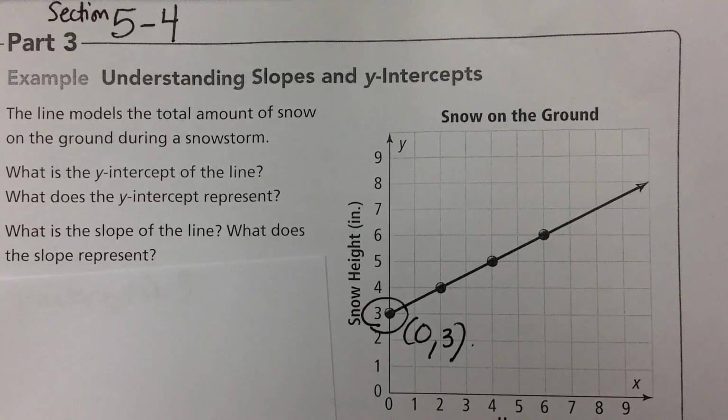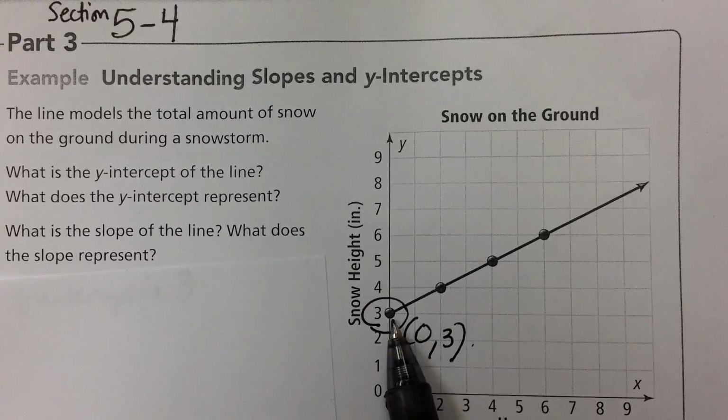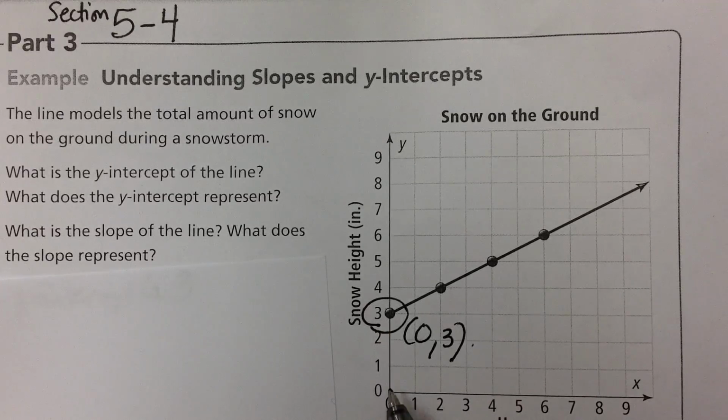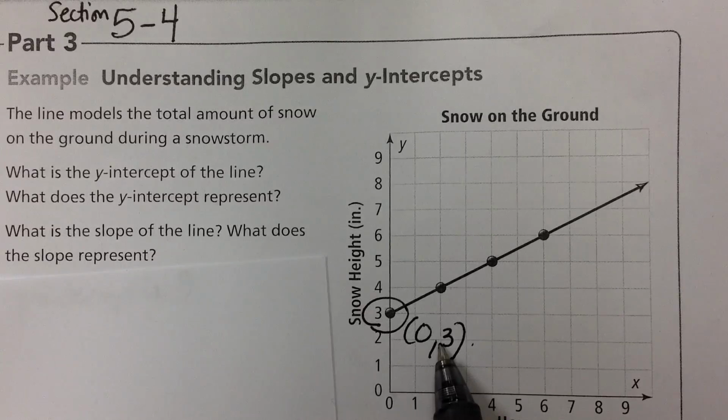The y-intercept is where the graph touches the y-axis. I have circled the point where the graph touches the y-axis. The name of this point is (0, 3). Your x is 0, you went up 3. So your x is 0, your y is 3.